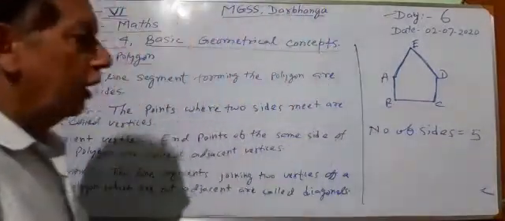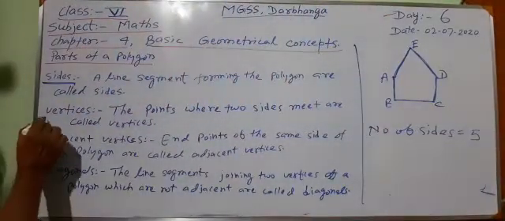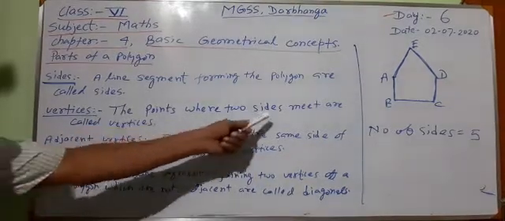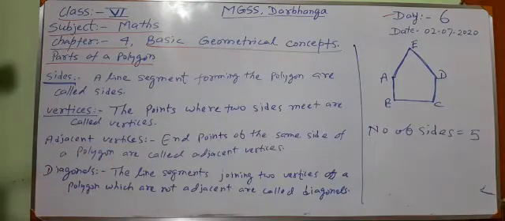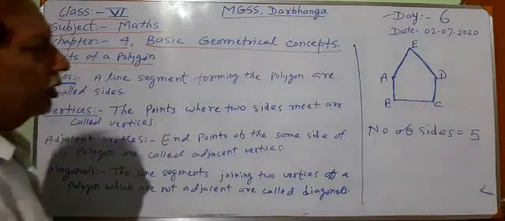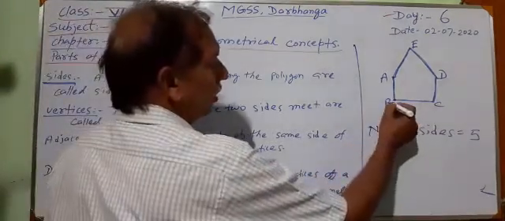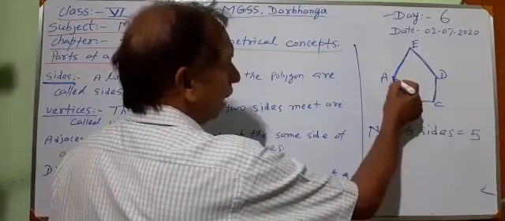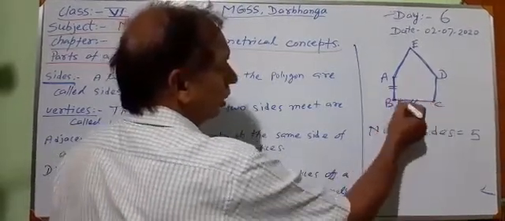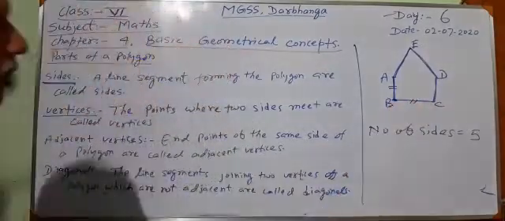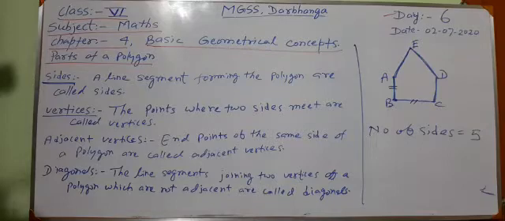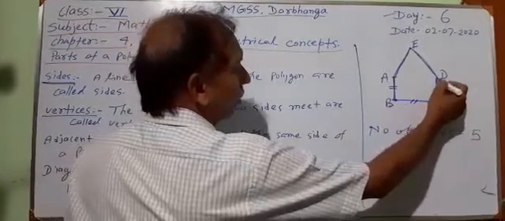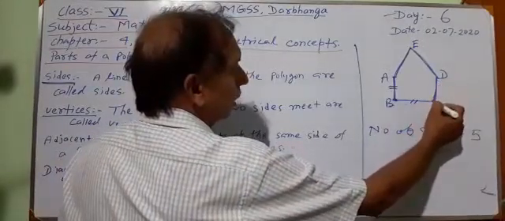Now, second part is vertices. What are vertices? The points where two sides meet are called vertices. This is a point B. This B is a point where two sides meet. One side is BC and the other side is AB. AB comes here and CB also comes here. Both meet at the point B. So B is a vertex of the polygon. Again C is a point. Here two sides BC and DC both meet. So C is a vertex.